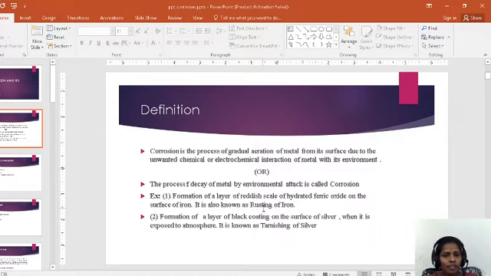It is called the tarnishing of silver. The black layer on the silver metal is nothing but the tarnishing of silver. So these are the best examples of corrosion.